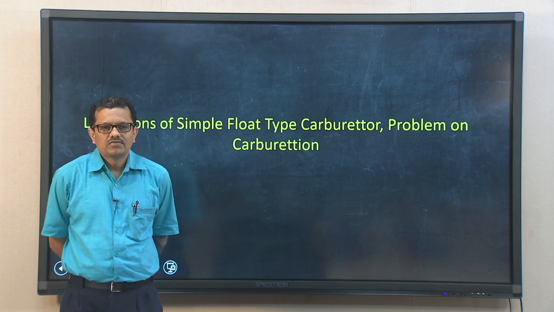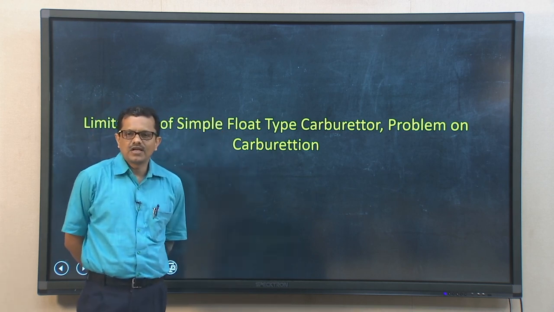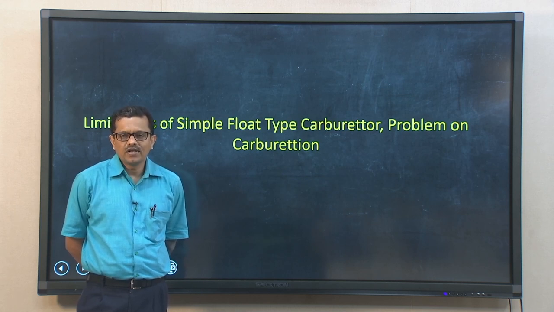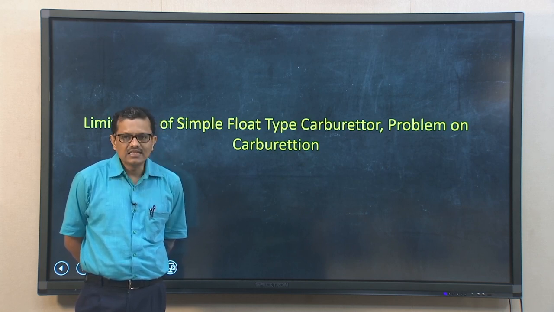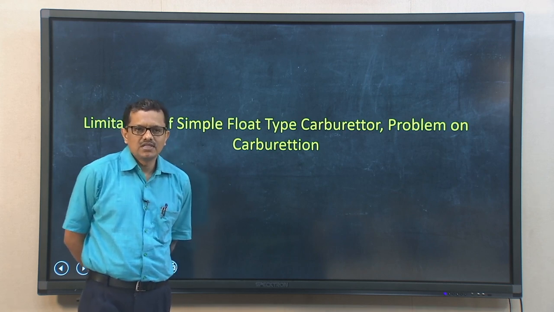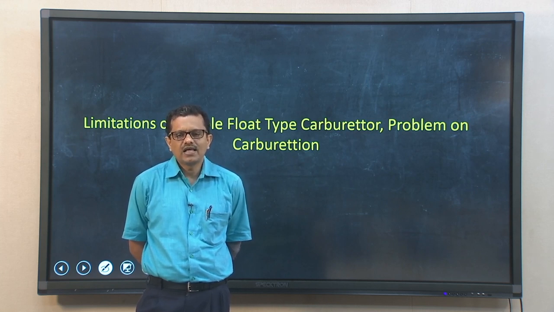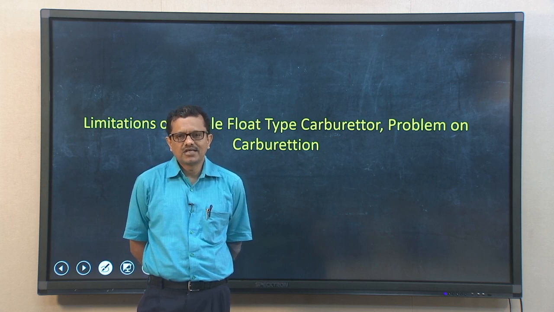Now, if we try to recall, in the last class we discussed the operation of the simple float type carburetor, and we could establish the expression of mass flow rate of fuel and mass flow rate of air. From these expressions we could write the ratio of fuel air mixture. Now, we had seen that if we superimpose the ratio of mass flow rate of fuel and mass flow rate of air for varying pressure difference, the ratio of fuel and air, or air fuel ratio, is increasing linearly with a change in pressure drop.